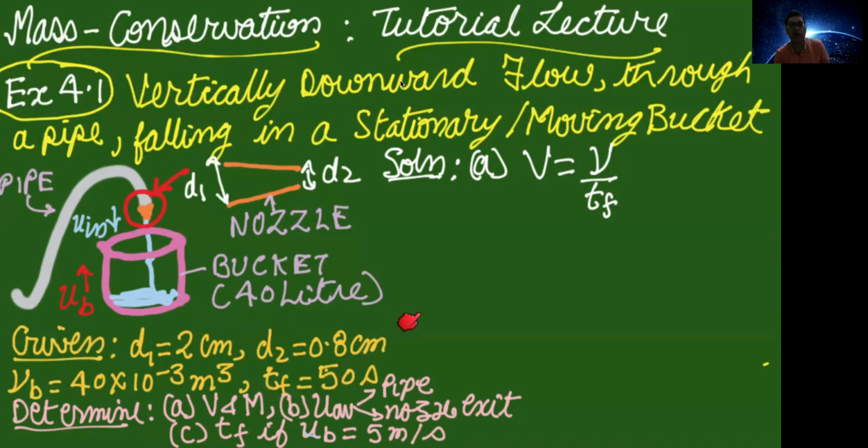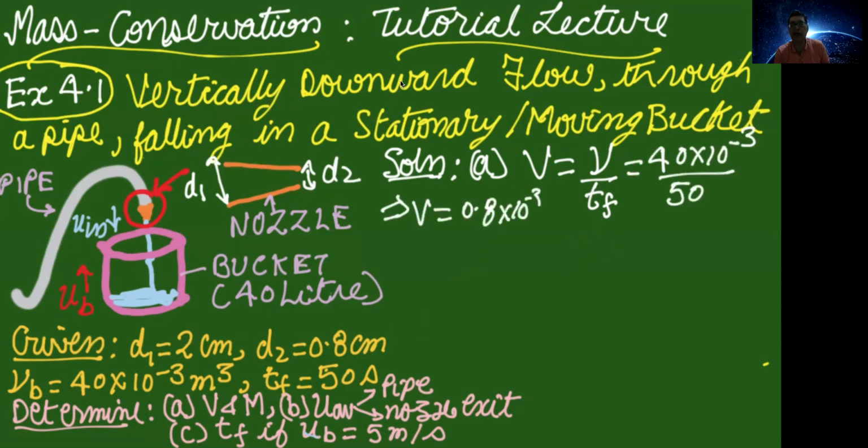So to calculate the volumetric flow rate, you basically take the volume of the bucket and divide it by the filling time. So 40 liter divided by 50 seconds. This will give you 40 into 10 to the power minus 3 meter cube divided by 50, which is equal to 0.8 into 10 to the power minus 3 meter cube per second, or it is 0.8 liter per second.